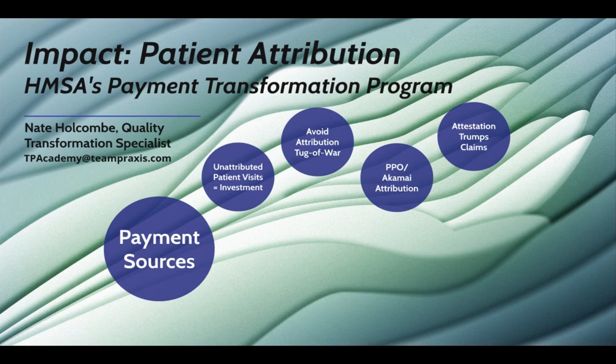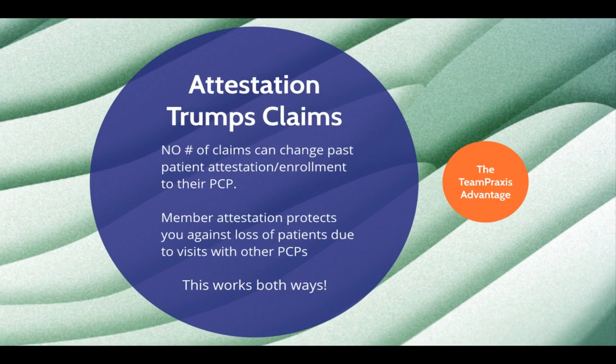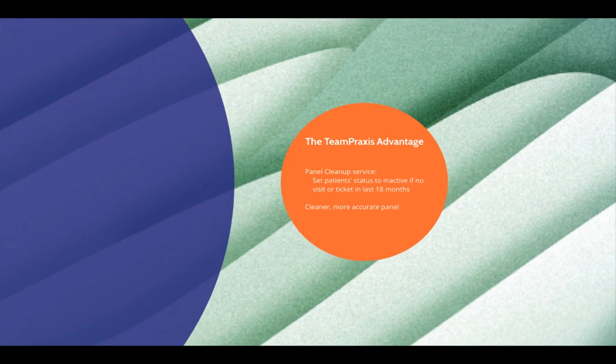Member attestation always trumps claims data when it comes to patient attribution. This means that if a PPO or Akamai patient has been attributed to you, either from enrolling or from manual attestation, no number of claims submitted by another doctor will change the patient attribution. The other side of this coin is that you will lose patients that attribute themselves to another doctor, even if you have submitted many claims for past visits. Again, this is why you must provide care such that your patients have no reason to go elsewhere.